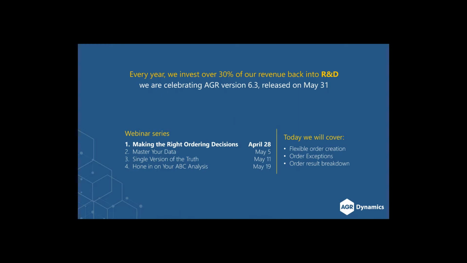To cover all the new and exciting features, we are hosting a webinar series. Each one is around 15 minutes, and we focus on one topic at a time. Today, we're covering new features around ordering: flexible order creation, order exceptions, and order result breakdown. I'll show you the new features first in PowerPoint, and then we'll open the system and go through them. If you have any questions while going through the webinar, please click on the Q&A bar on the right-hand side, and Agnes, our head of product development, will answer them.